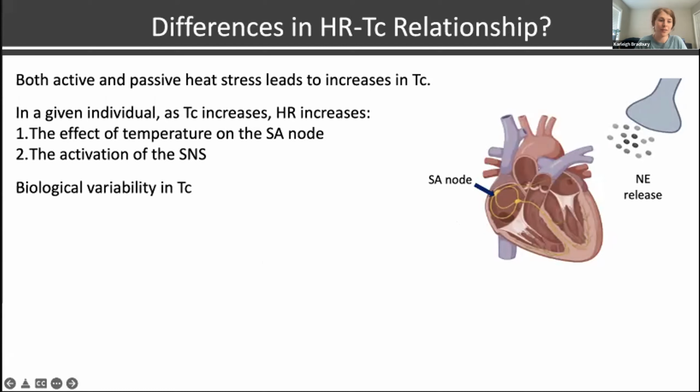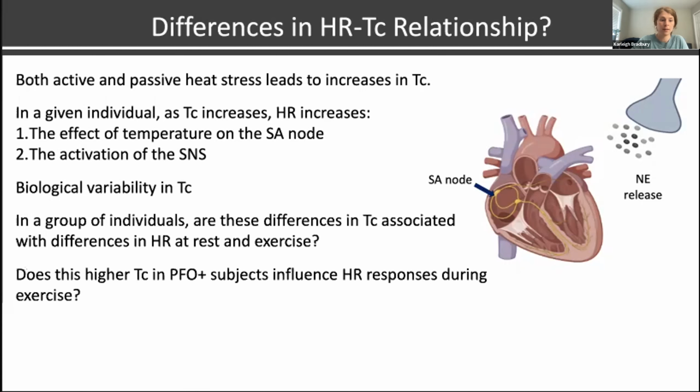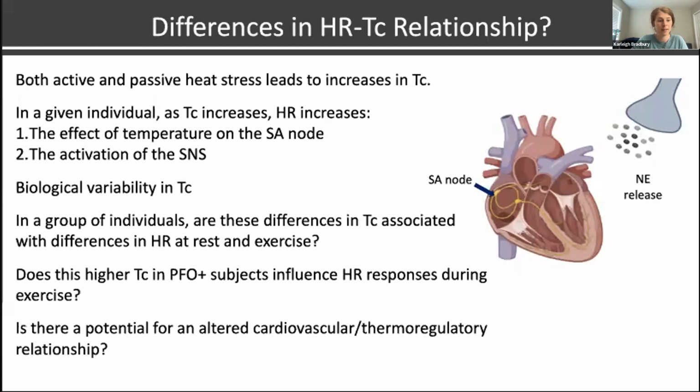We also know there's biological variability in core temperature. So if any two of us were to go to the lab on a given day, we're not going to have the same exact temperatures. What we don't know is, in a group of individuals, are these differences in core temperature associated with differences in heart rate at rest and during exercise? And does the higher esophageal temperature in PFO positive subjects influence heart rate responses during exercise? And third, is there a potential for an altered cardiovascular and thermoregulatory relationship in our PFO positive subjects?